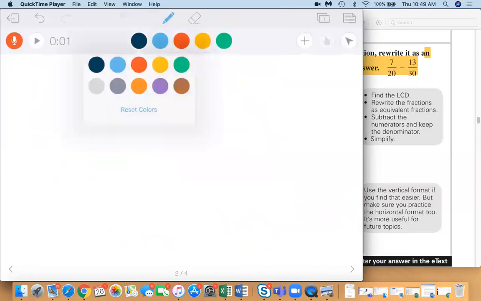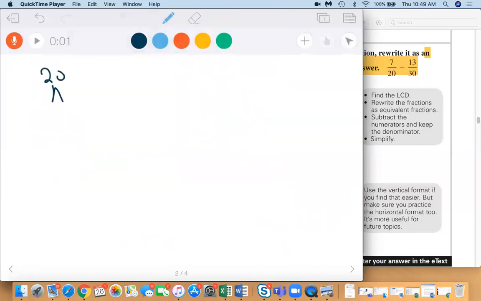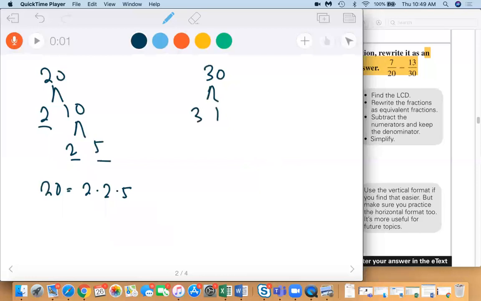So we have 20 and 30. So 20, we have 2 and 10. This is to find our lowest common denominator, remember. So remember the prime factorization, we go through and we stop when they're prime. So our prime factors of 20 are 2 times 2 times 5. And 30, we have 3 times 10 and 2 times 5. And these are all prime. So the prime factors of 30 are 2 times 3 times 5.